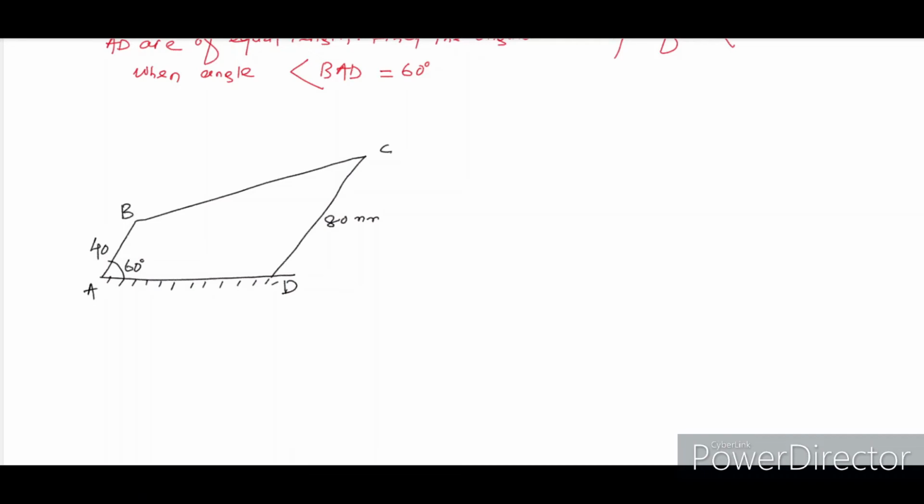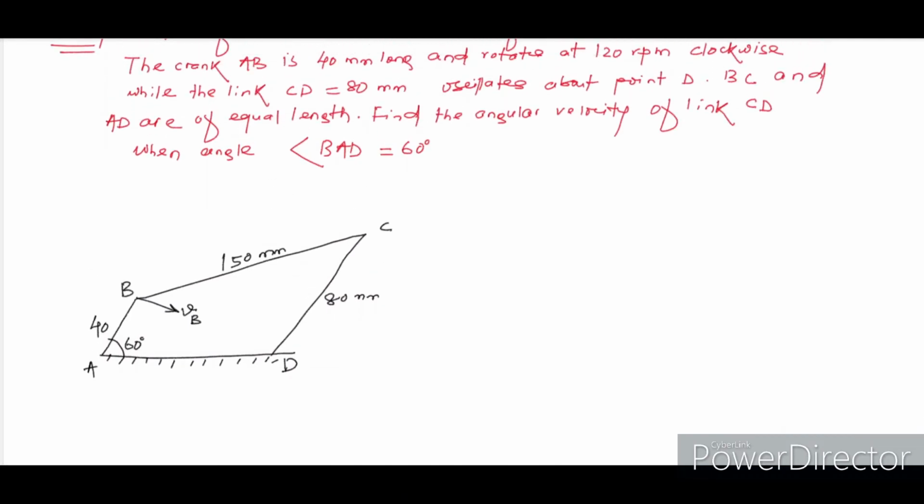Okay, equal length, and the velocity of point B will be perpendicular to AB, obviously, and this length is given as 150 mm. AD is 150 mm, because AD is given as 150. Now, what to find? Find the angular velocity of link CD.